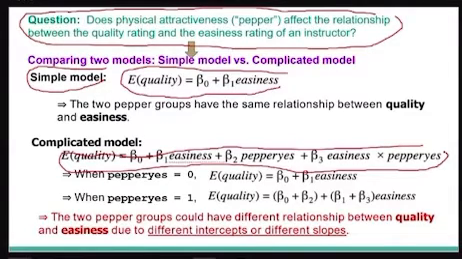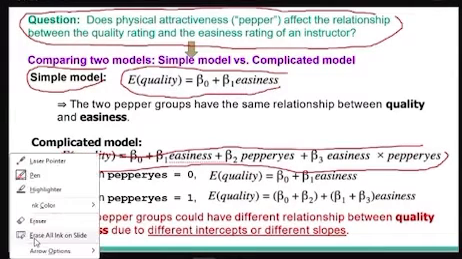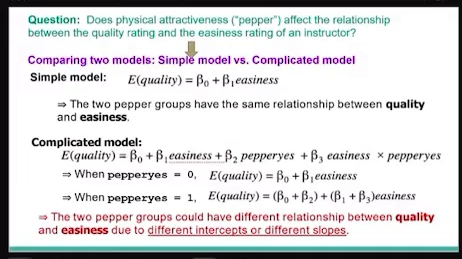We can find it here. How? Do you see that if this coefficient is 0 and this coefficient is 0, the complicated model becomes the simple model, isn't it? That is why it's called nested. The simpler model has to be contained in the complicated model.